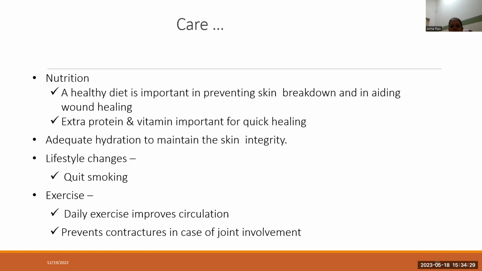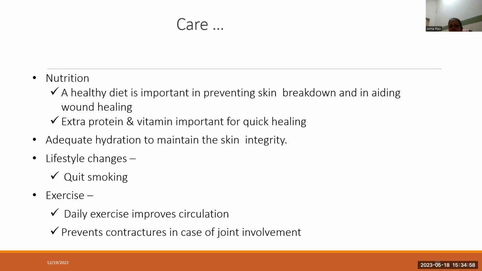Okay, so that is very, very important. And maintaining skin integrity with adequate fluid intake. Okay, so a minimum of 2 liters of fluid, of course, when the patient is having any heart condition and when there is restriction over fluid intake, you have to be watchful. Life changes, again, very, very important.